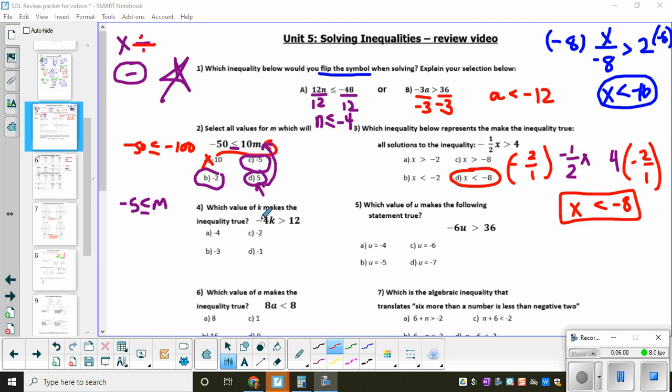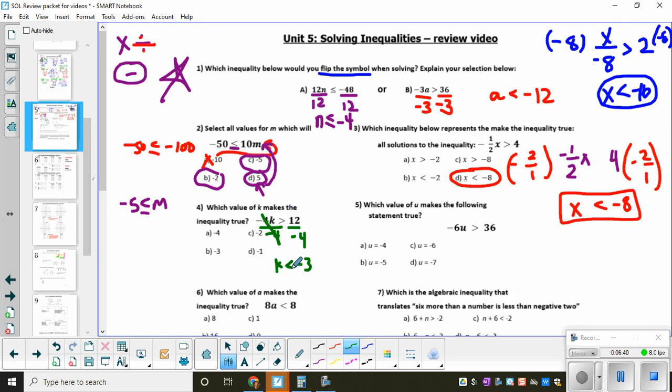Now let's try to decide if question 4 is more like number 2 above or more like number 3 above. So it asks which value of K makes the inequality true. So it's basically asking which one of these can we plug in and it's a true statement, which is a lot like number 2. The only difference is that this one had lots of options and it told you to select all that would work, and we had lots of answers. But this one lets us know that we're only going to have one answer. So let's just straight up solve it. If I divide both sides by a negative 4, then I'm going to have that K is less than negative 3. And again, I flipped the symbol because I divided both sides by a negative.